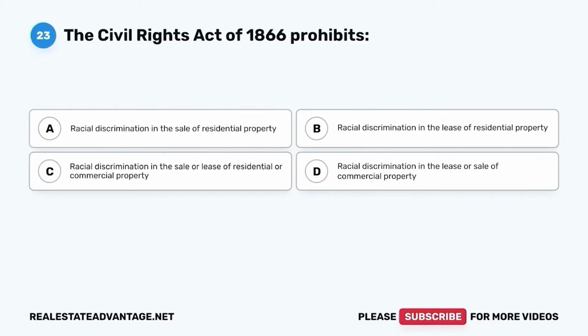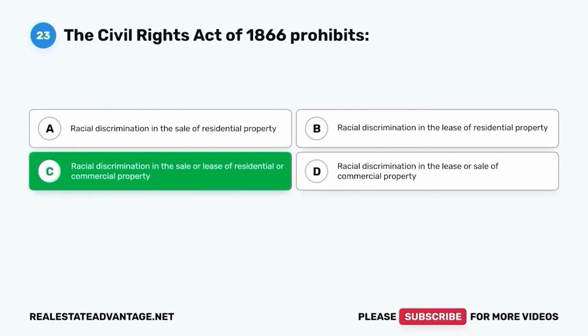Question 23. The Civil Rights Act of 1866 prohibits A. Racial discrimination in the sale of residential property. B. Racial discrimination in the lease of residential property. C. Racial discrimination in the sale or lease of residential or commercial property. D. Racial discrimination in the lease or sale of commercial property. The correct answer is C.